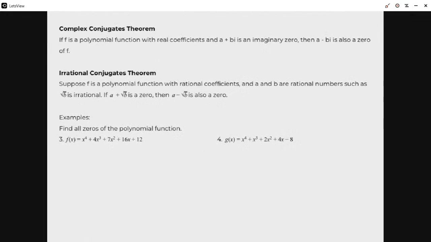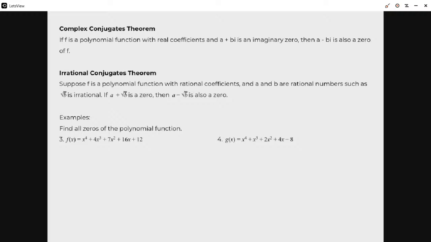Okay. Next is the complex conjugates theorem. So if f is a polynomial function with real coefficients and a plus bi is an imaginary 0, then a minus bi is also a 0 of f. So if you're given that an imaginary or complex number is a 0, then the conjugate is also a 0. And the irrational conjugates theorem says the same thing but for radicals. So if we're given that a plus rad b is a 0, then a minus rad b, or the conjugate, is also a 0.